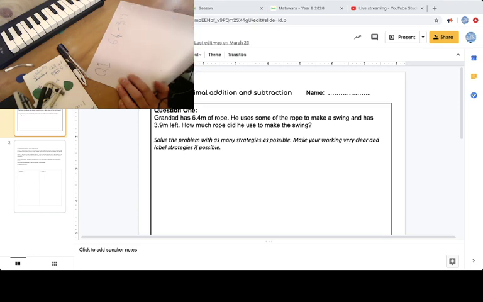So first step, what we're going to use is place value. So we're going to take away the 3, and then we're going to take away the 0.9. So 6.4, take away 3. Well, that's easy. That's 3.4. So 6 take away 3, basically. Now you've got the 3.4, you're going to take away the 0.9.